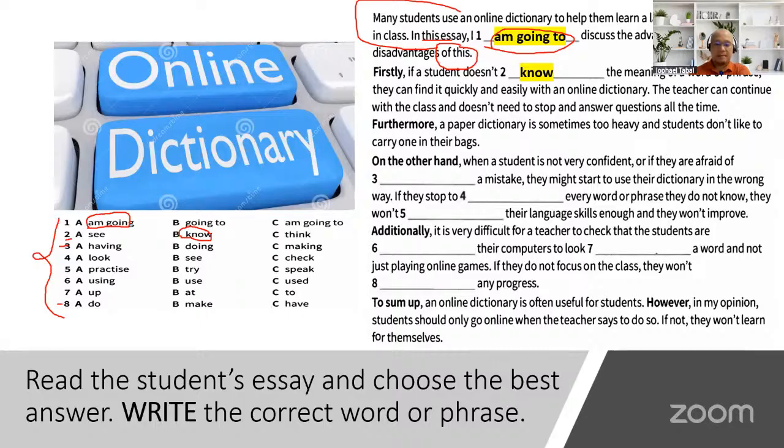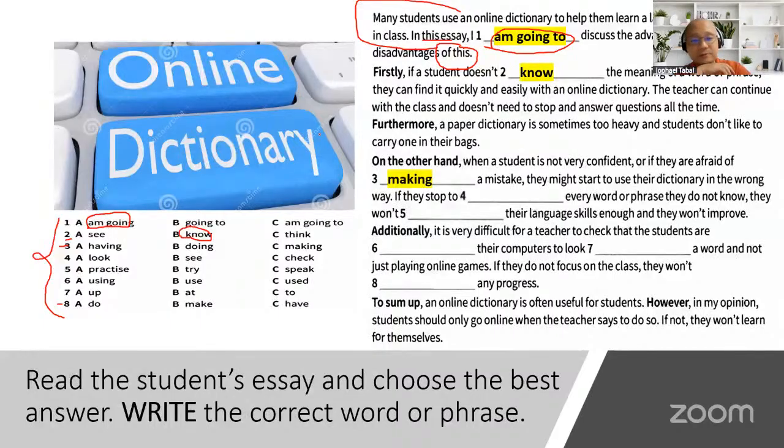Okay, time is up. I want to hear from Angop. Angop, are you there? Yes. Great. Angop, what's your answer in number 3? Teacher, number 3 is C. Okay, so if they're afraid of making a mistake, very good, they might start to use their dictionary in the wrong way. How about number 4?